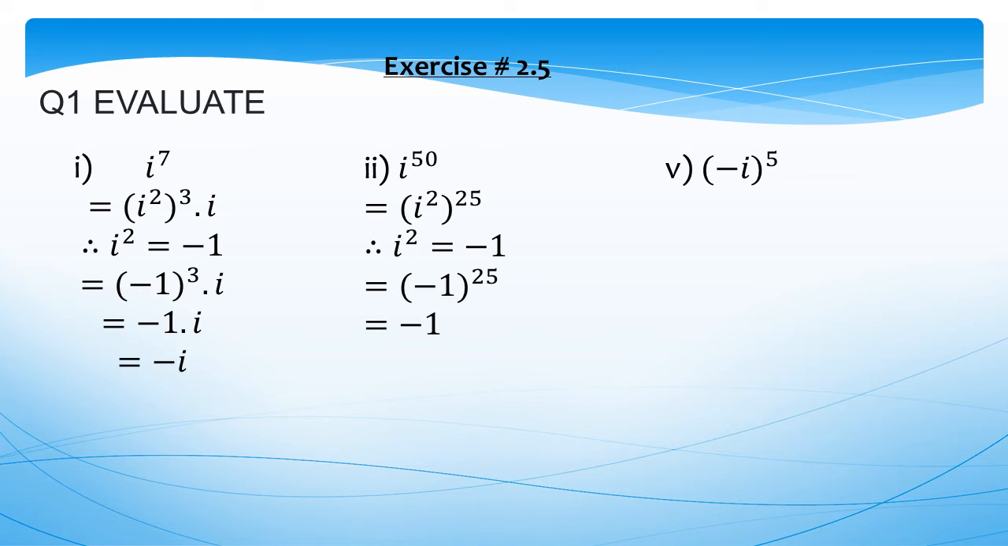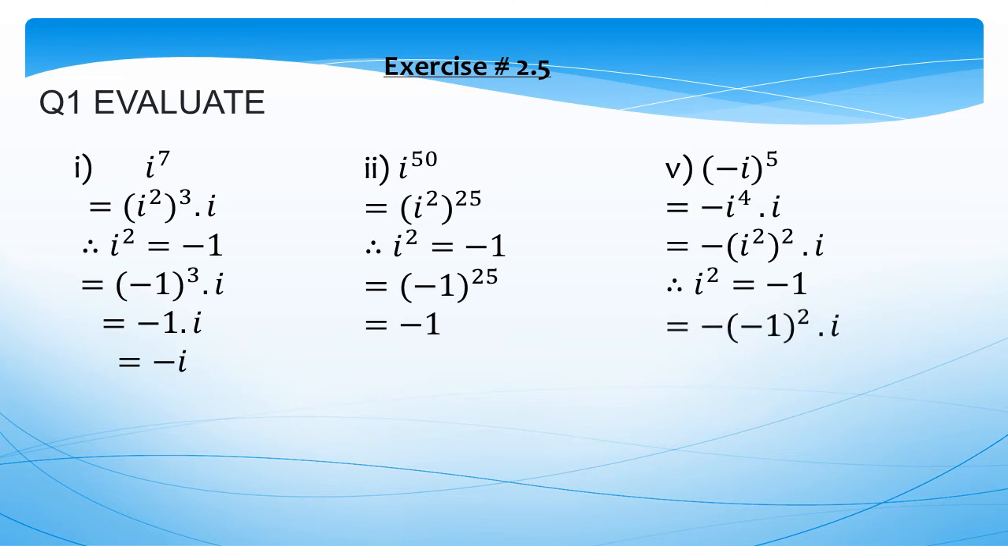Part 5, minus iota raised to the power 5. First we split the power: minus iota to the power 4, dot iota. Again we split the power of iota to the power 4: minus, as it is, iota squared and the whole power is 2, dot iota. Therefore iota squared is equal to minus 1. Now putting the value of iota squared, minus, as it is, minus 1 and the whole power is 2, dot iota. Negative 1 having an even power is equal to positive 1. Minus multiplied by iota, so the result is minus iota.